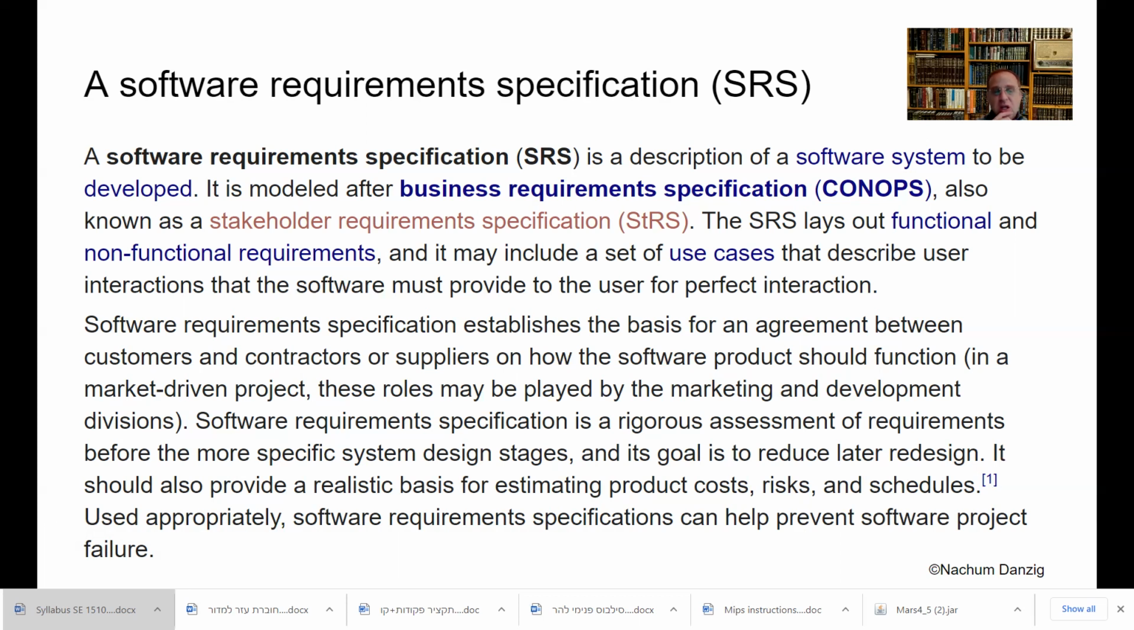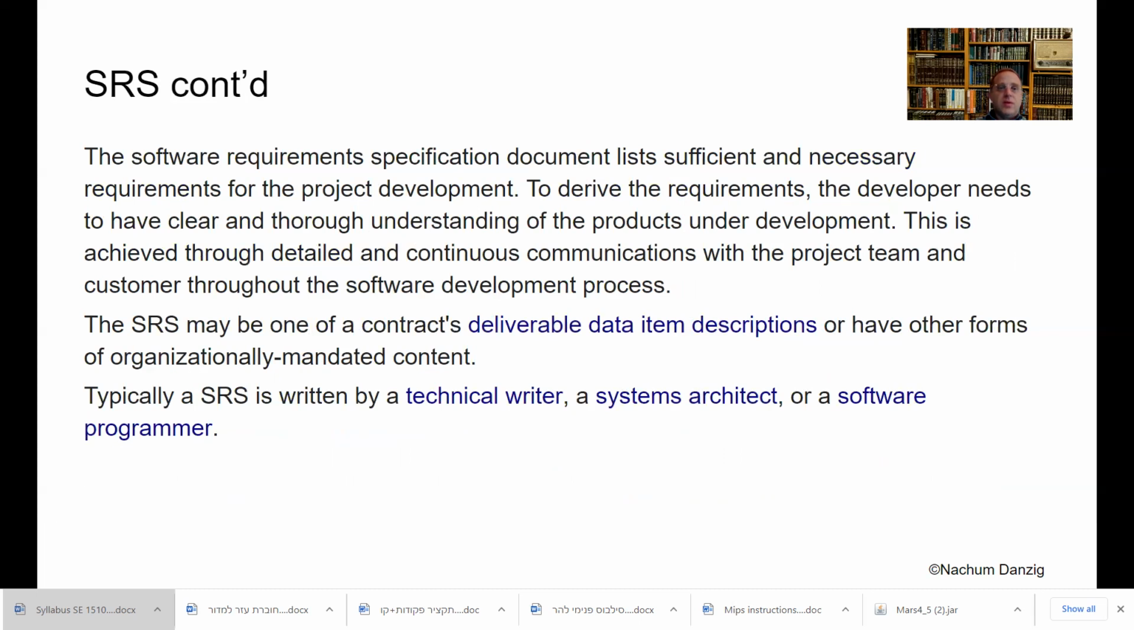So in other words, you say what you're going to do before you do it, and you get everybody to agree and sign off, and then you know that what you're going to produce is what is wanted, and you're not going to by mistake make the wrong thing. The software requirement specification document lists sufficient and necessary requirements for the project development. And there's all the things it's supposed to do.